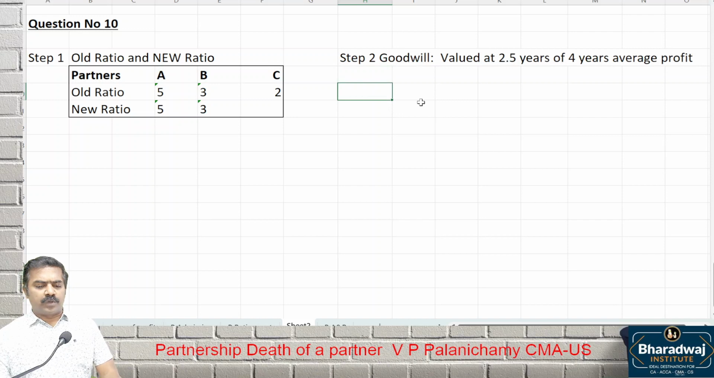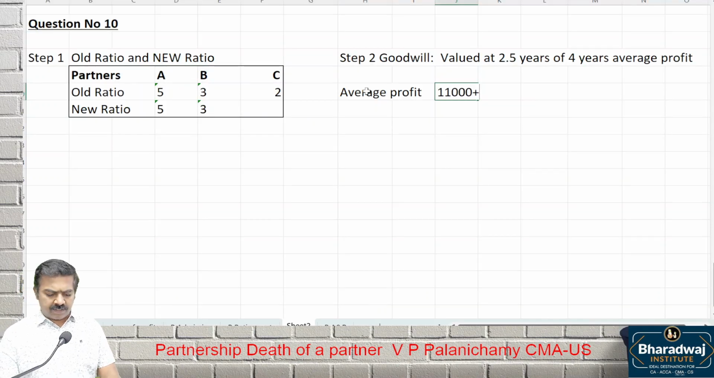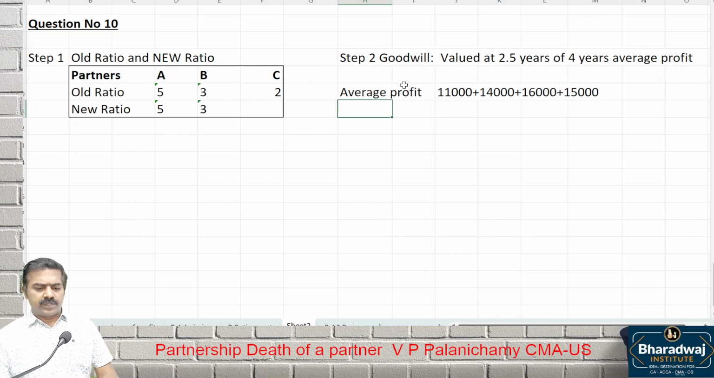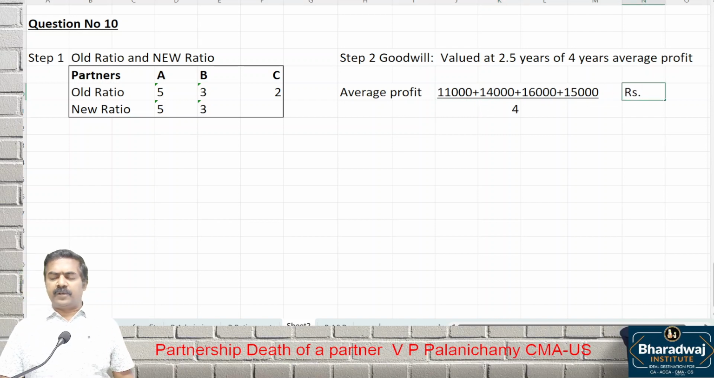So first let us work out the average profit. What is the average profit? 11,000 plus 14,000 plus 16,000 plus 15,000, everything divided by 4. What is the average profit you are getting? 14,000 is the average profit.